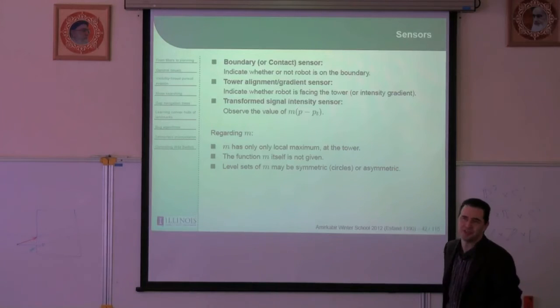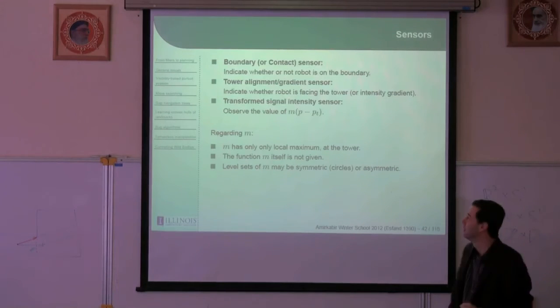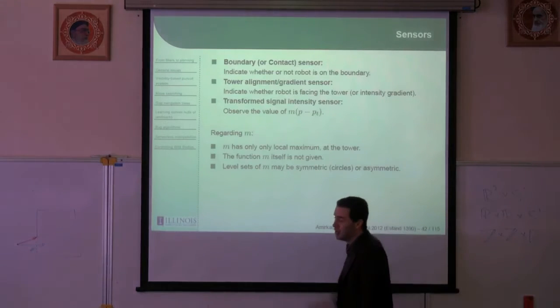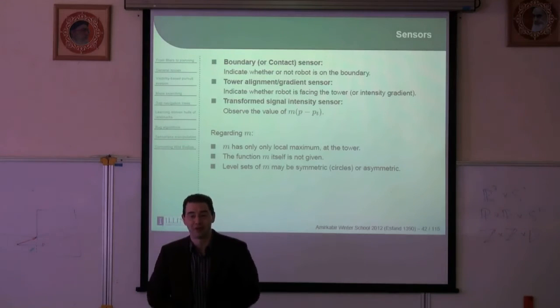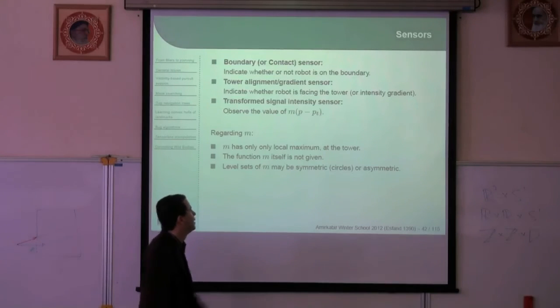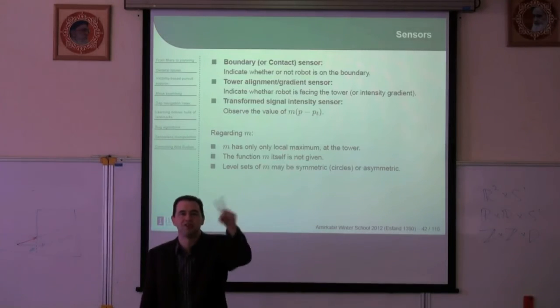Sometimes we want a gradient sensor, I'll explain why, but it's very similar. It's a direction of maximum increase. And we want something I'll call a transformed signal intensity sensor. I gave you examples of vector field-based sensors, and I said maybe you could have intensity. I even said maybe you could have a monotonic function that you don't get to see. Remember I showed the signal meter?